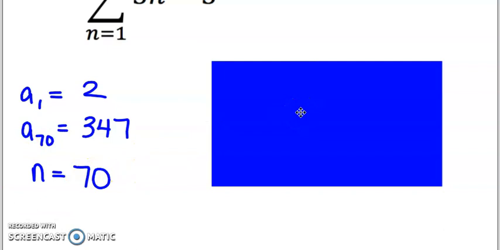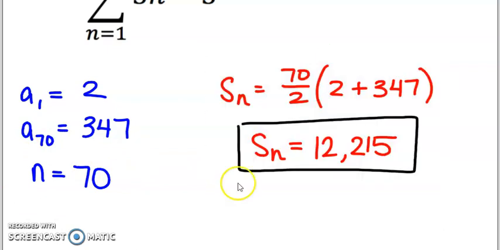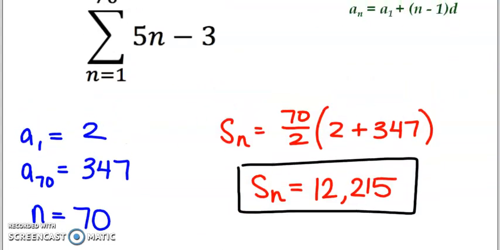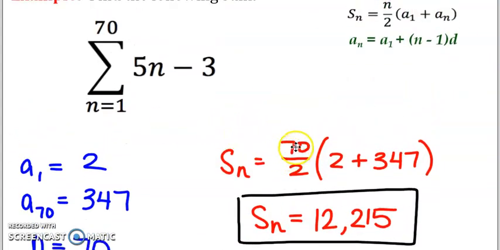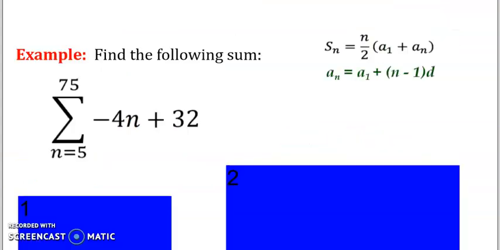Well, those are all 3 ingredients that I need to plug into my summation formula. When I do that, this is what it'll look like. Number of terms over 2, first term plus the last term, in this case, the 70th term. Not too terrible, right? And this is very heavily calculator based. I'm not expecting you guys to know how to do 35 times, let's see, 349 without a calculator. That would just be very impolite on my part. All right, now let's see a different one.